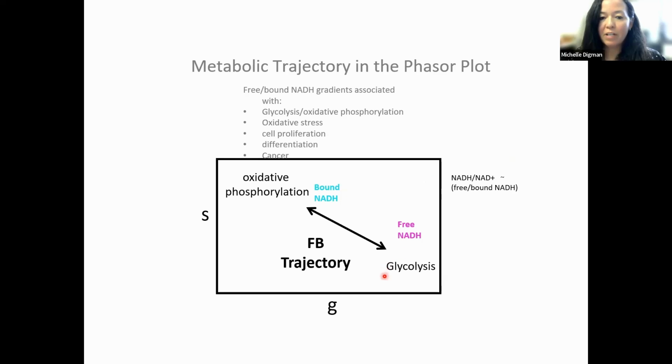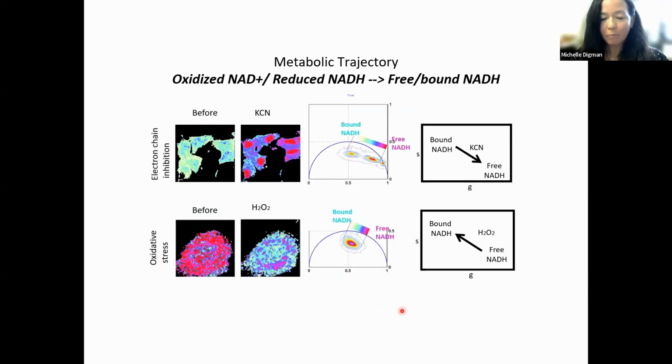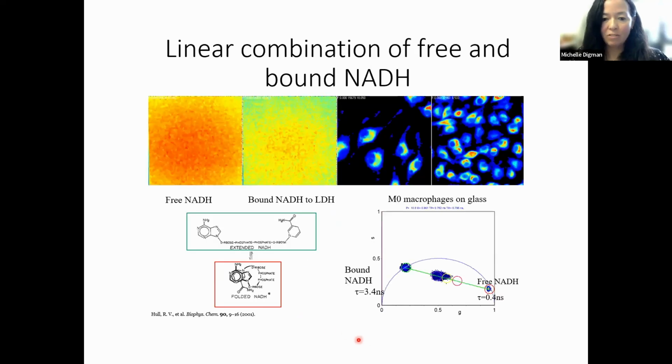This metabolic trajectory was defined by Chiara Stringari and Enrico Bertone in their work, where they showed that NADH in the mitochondria is more bound, versus NADH that's being produced during glycolysis is more free. And this was verified using these experiments here, where you have more bound NADH. Adding potassium cyanide inhibits the electron transport chain, so you get more free NADH, forcing the cells to go to glycolytic states. And you can reverse the glycolytic state to a more OXPHOS state by using other chemical reagents.